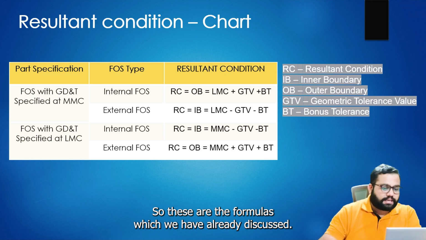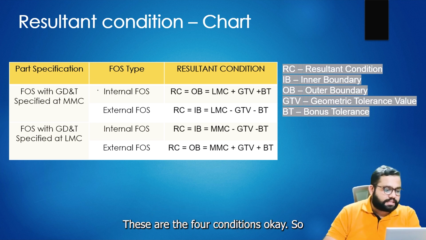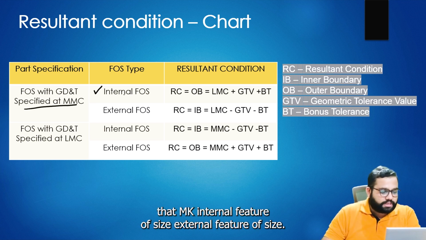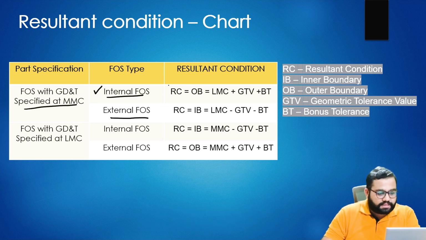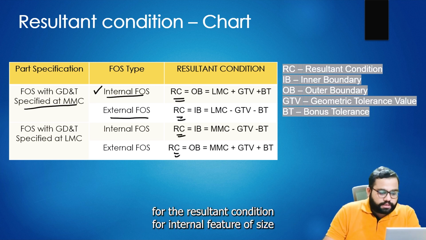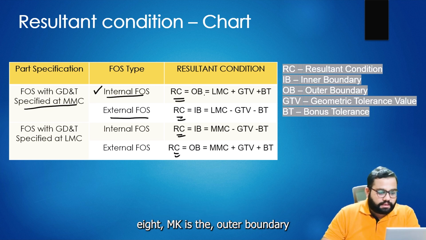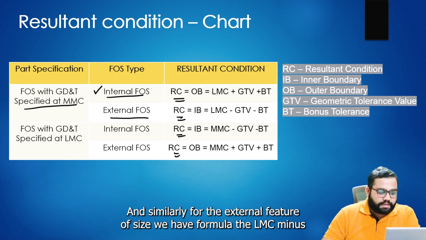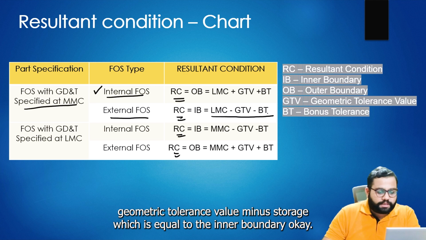These are the formulas which we have already discussed, the four conditions: specified at MMC, internal feature of size and external feature of size. These are the formulas which everyone should remember for the resultant condition. For an internal feature of size at MMC, the outer boundary is LMC plus geometric tolerance value plus bonus tolerance. Similarly, for the external feature of size, the formula is LMC minus geometric tolerance value minus bonus tolerance, which is equal to the inner boundary.